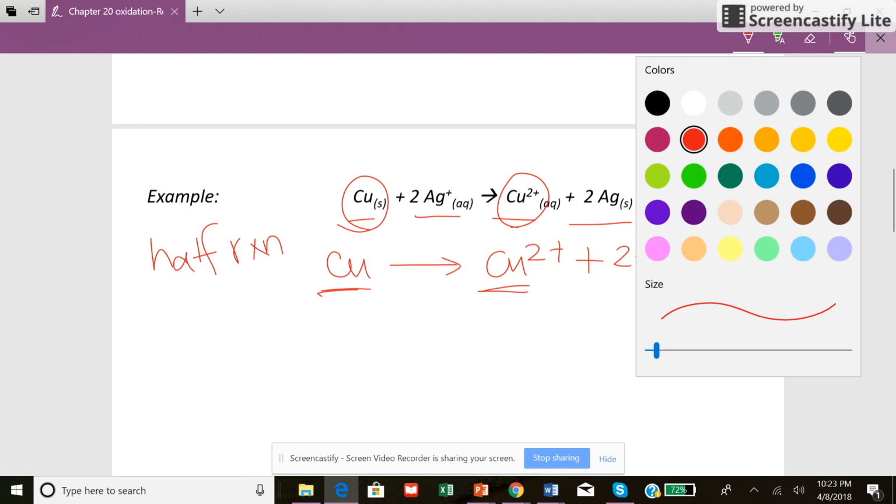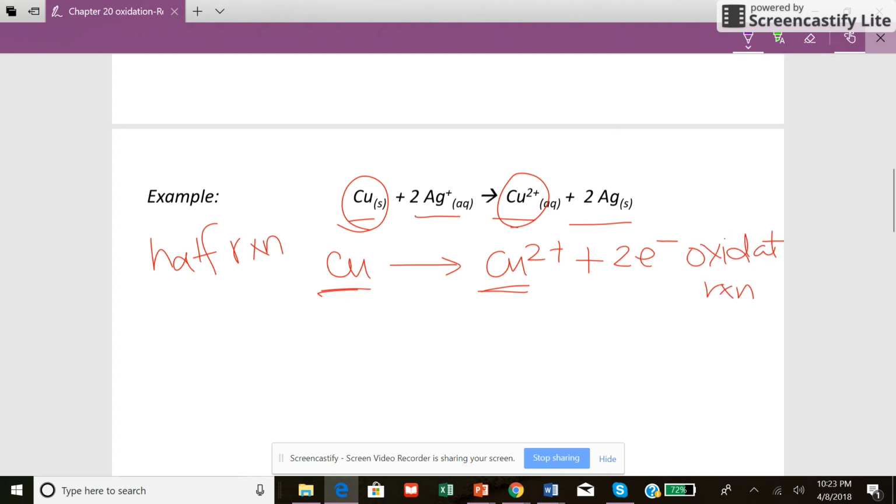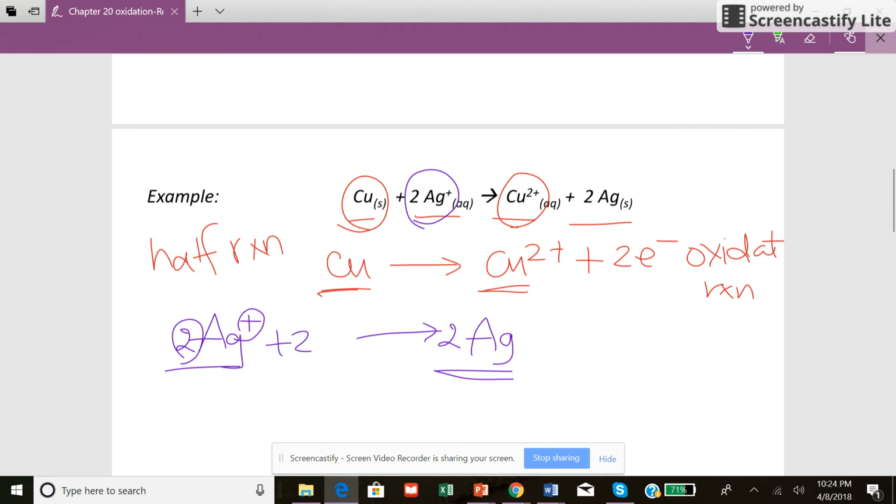So let's take a look at silver. Silver is going from a positive charge, and it becomes a silver metal with no charge. The mass is balanced, silver on each side, but the charge is not balanced. This side has positive charge, and on this side the net charge is equal to 0. So in order to balance the charge, we need to add 2 electrons. Where do these 2 electrons come from? Essentially, they come from here.